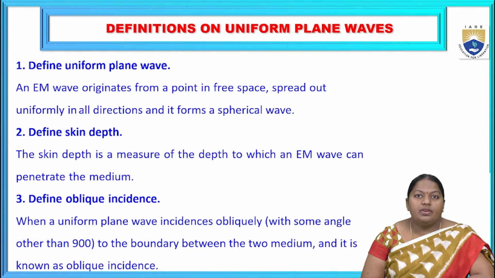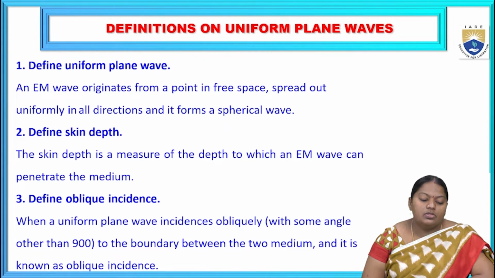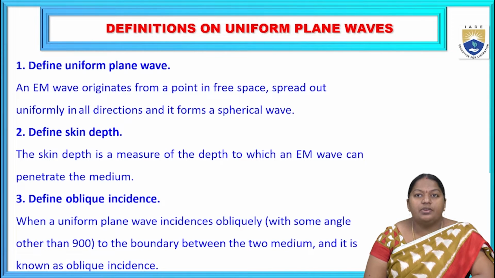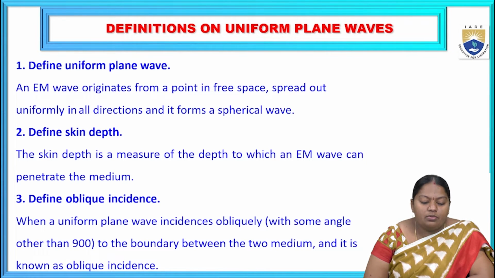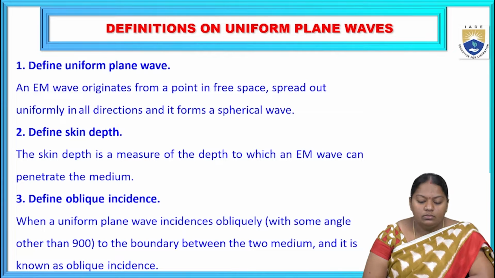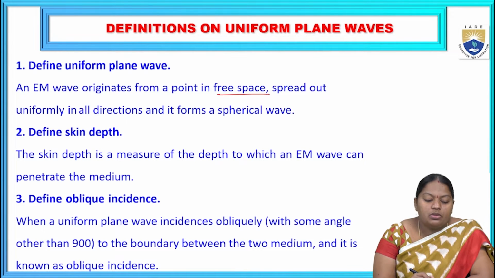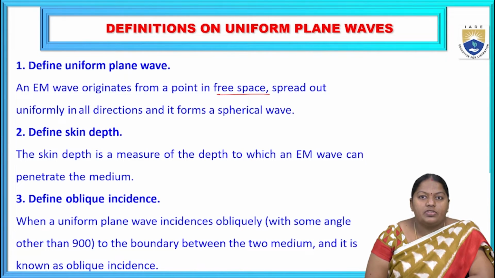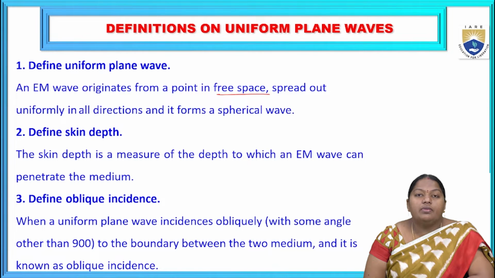Define uniform plane waves. What do you mean by plane wave? How are we going to define uniform plane waves? An electromagnetic wave originates from a point in free space and spreads out uniformly in all directions, and it forms a spherical wave called a uniform plane wave. It spreads in equal directions, and then it is said to be a uniform plane wave.